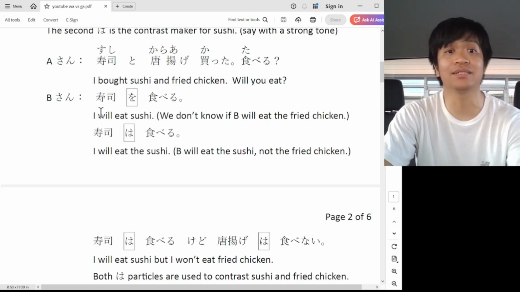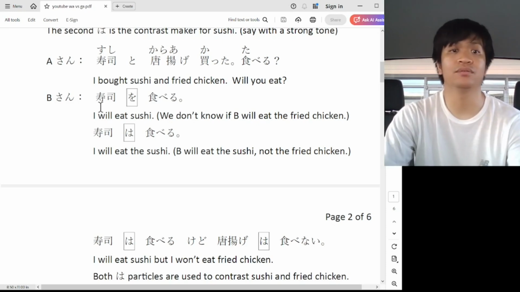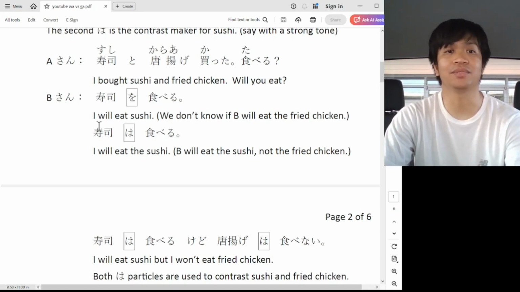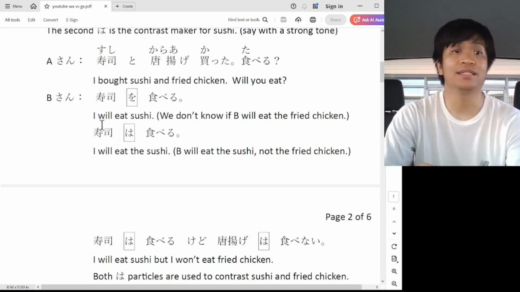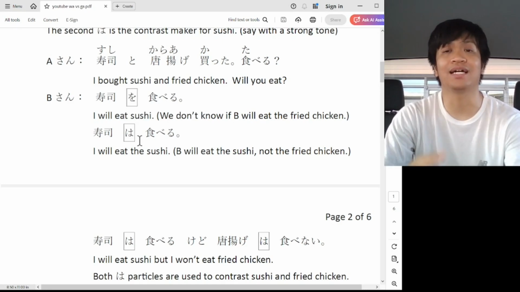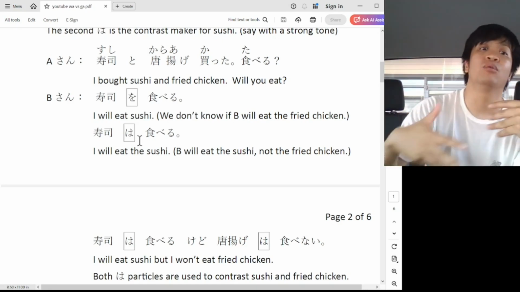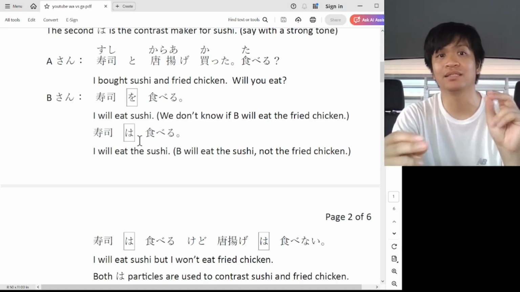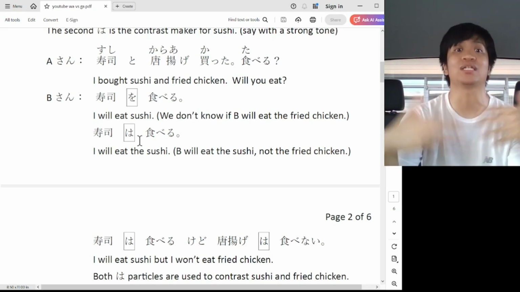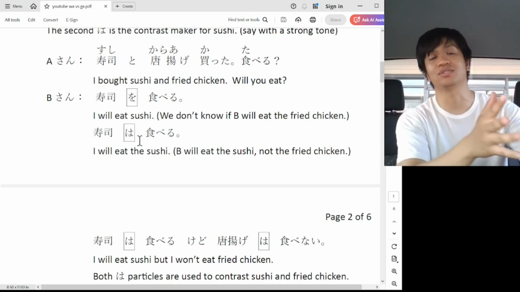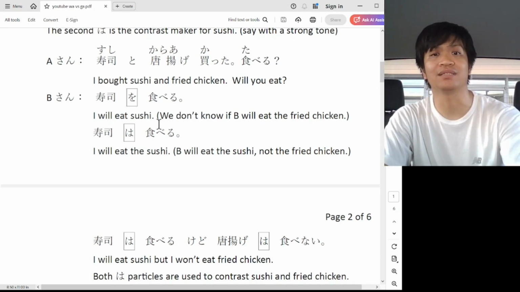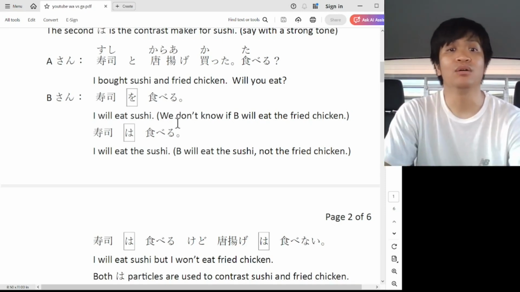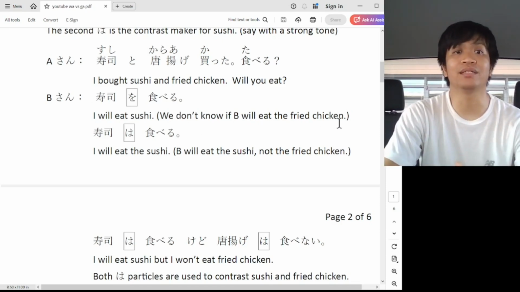So B can either say sushi o taberu or sushi wa taberu. If B says sushi o taberu, this is I will eat sushi. So sushi, direct object marker, eat. The I is implied, so the full sentence would be watashi wa sushi o taberu. But in Japanese, it's very common to omit the topic when you're talking about yourself because it's obvious. So there's an unsaid watashi wa at the front. In this sentence, sushi o taberu, we don't know if B will eat the fried chicken. All we know is that B is going to eat the sushi.